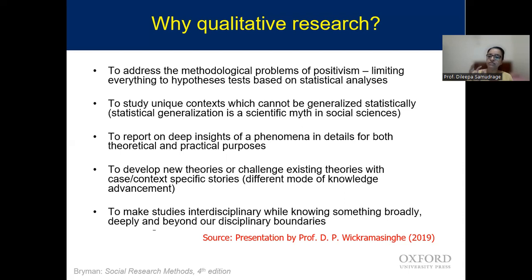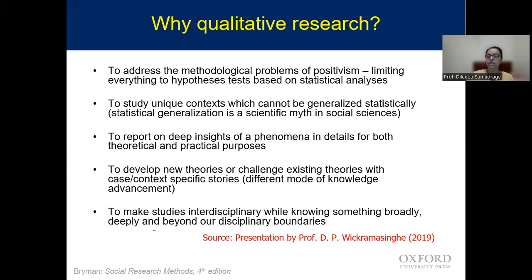So you cannot generalize a particular research issue, a particular research context, to a population, right? Because in qualitative research, if you select a particular research context, it is only related to that context. You cannot generalize those findings to other people or other settings, right? So that is another important thing. To study a unique context, which cannot be generalized statistically, you have to go with qualitative research, right? Then, to report on deep insights of a phenomenon in detail, for both theoretical and practical purposes.